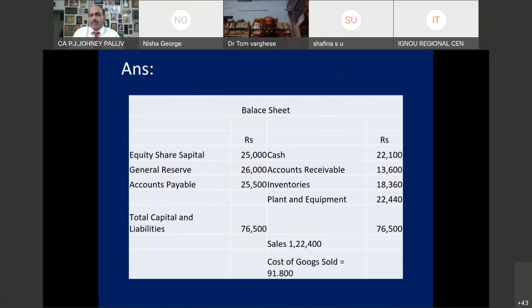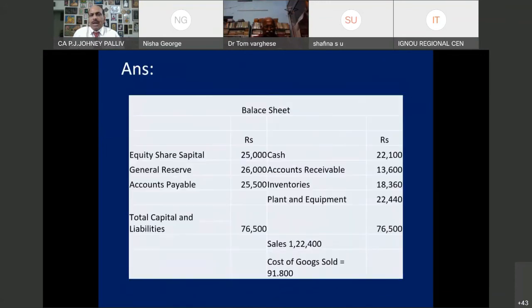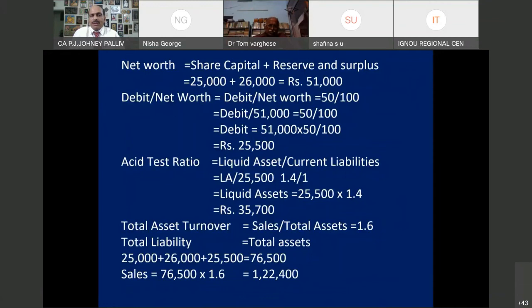Yes, sir. So, earlier we found the acid test ratio. Do you remember the acid test ratio? By making use of the acid test ratio, you got liquid assets. What is the amount of liquid assets? Look at the screen, middle. 35,700. Yes, 35,700 is liquid assets.